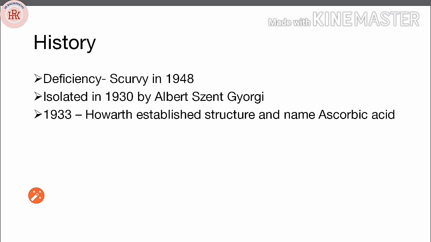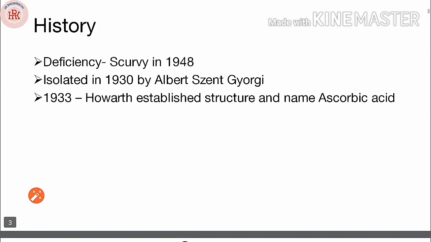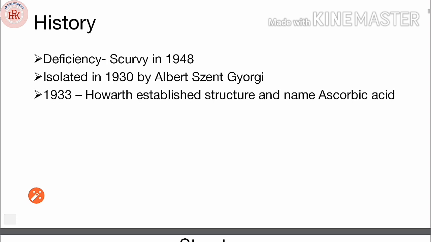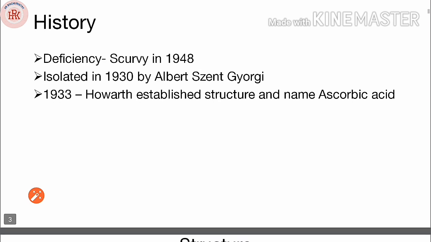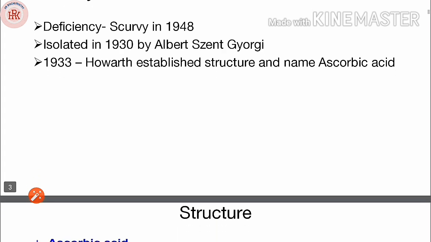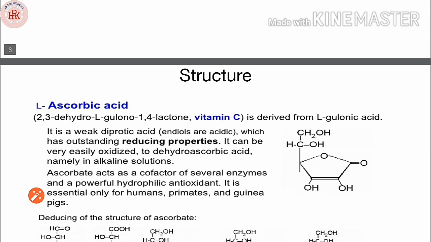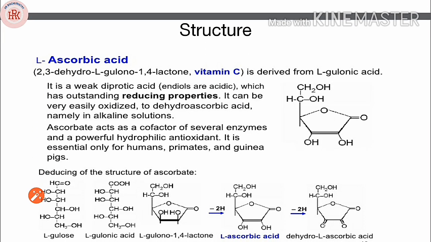In 1928, vitamin C deficiency leading to scurvy was identified, and in 1930, Albert Szent-Györgyi isolated vitamin C, and in 1933, Haworth established the chemical structure of vitamin C and gave the name ascorbic acid. So coming to the structure, this is the vitamin C structure.